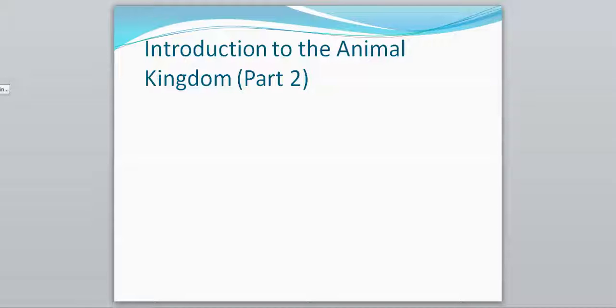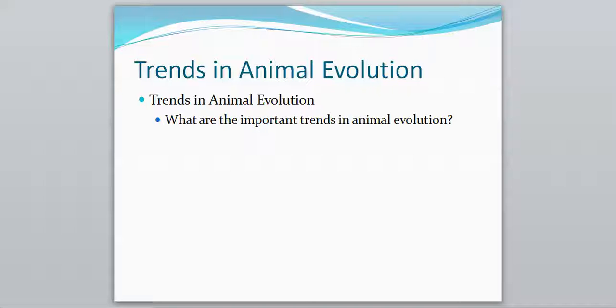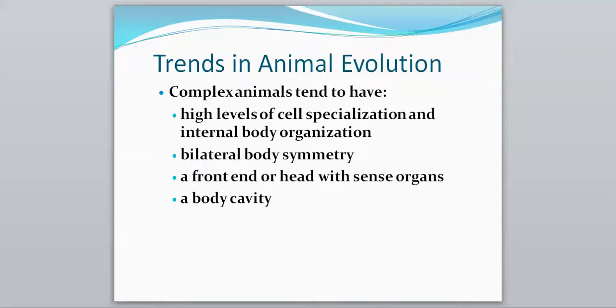Hello Bio 2, we're continuing on with our introduction to the animal kingdom. If you remember from the ending of our last video, we're going to look at some important trends in animal evolution. That's what we're going to look at today to help us understand what animals are and how we classify them. We need to know why they evolved the way they did to help us better understand them overall. So our first topic is trends in animal evolution.